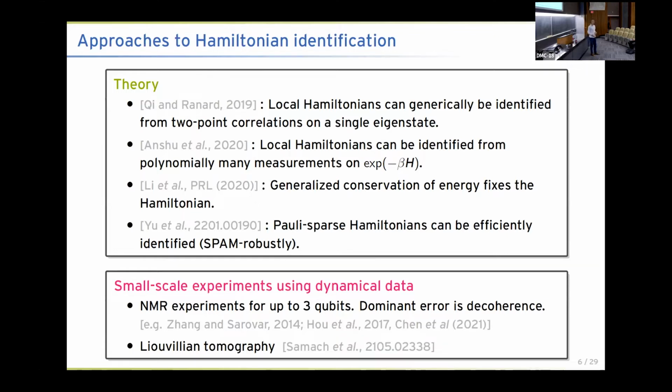In that setting, people have looked at identifying Hamiltonians from eigenstates or identifying Hamiltonians from thermal states. And there's this very nice result by Anurag Anshu and others who have shown that a Hamiltonian, a local Hamiltonian, can actually be identified from polynomially many measurements on a thermal state of that Hamiltonian. So that's nice, but yes. And these measurements are local? These measurements are local, yes. So that's just Pauli measurements.